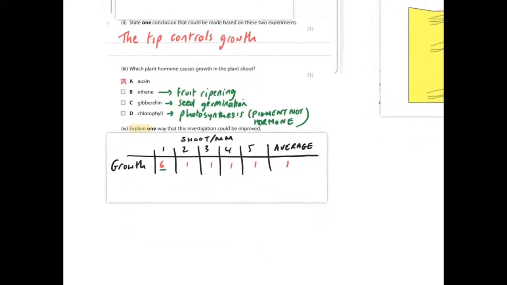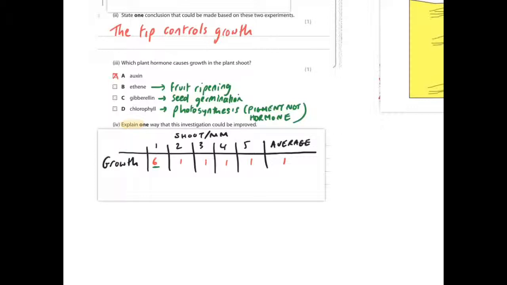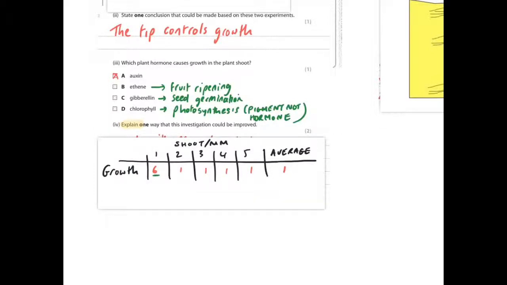Explain one way that this investigation should be improved. So look out for this. This is an obvious way to improve any experiment. You do a number of repeats, and repeats are important. You have to explain why. So what we're doing is repeat, but why do it? Because repeats allow you to identify outliers or anomalies, which can then be discounted, and then you can work out a more accurate average.